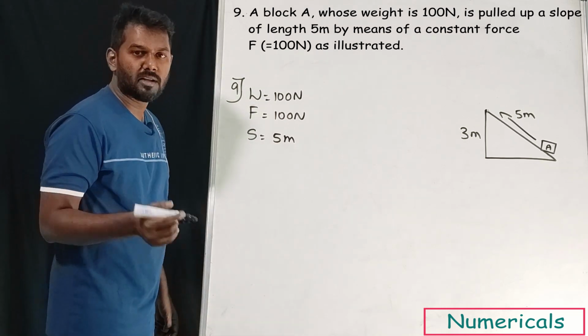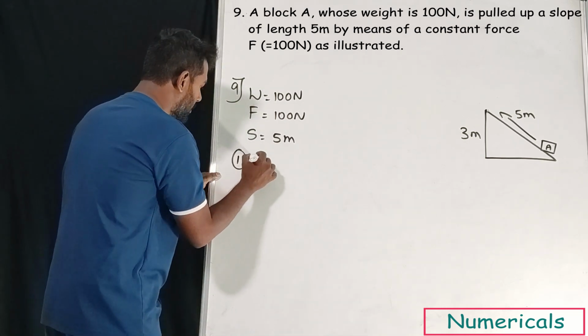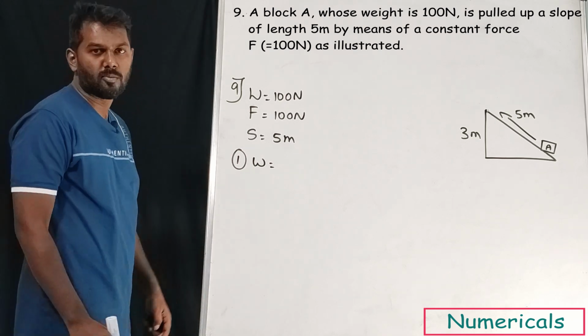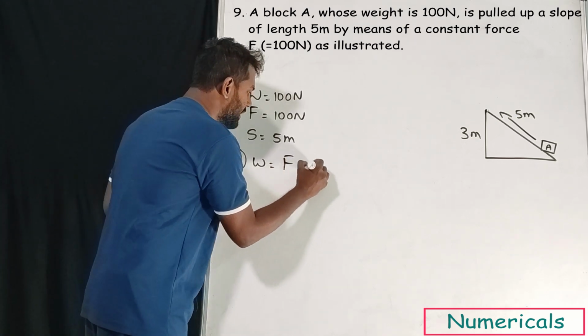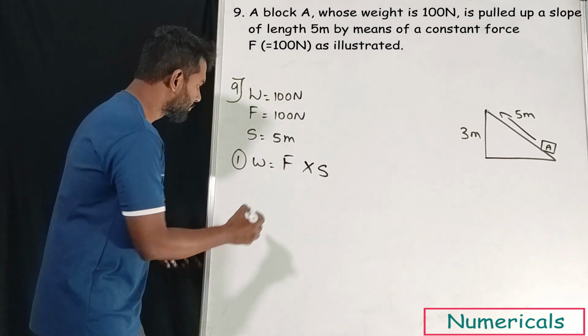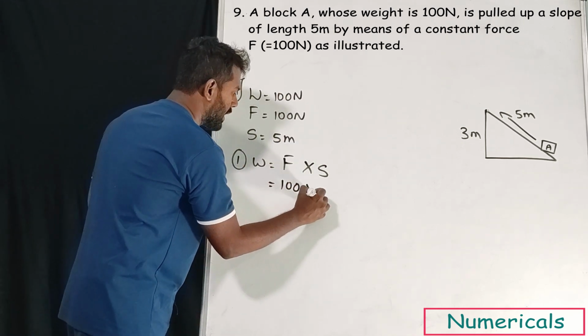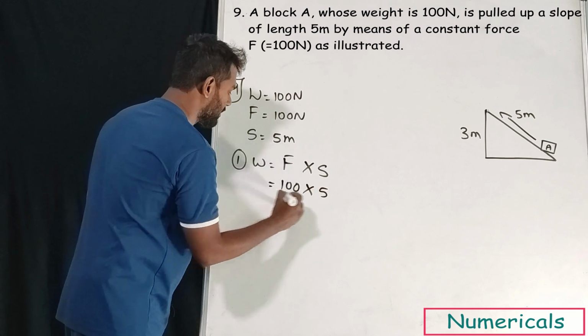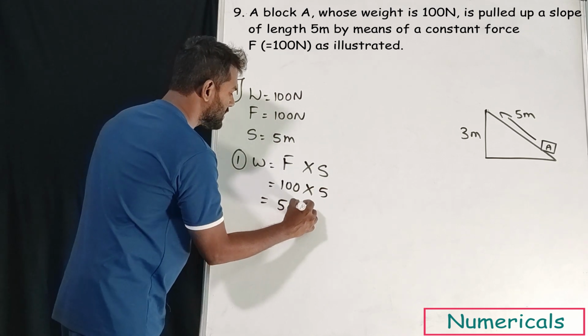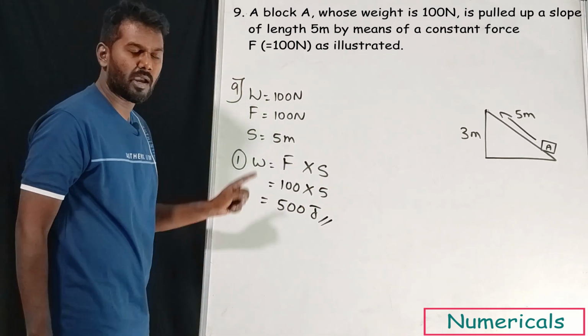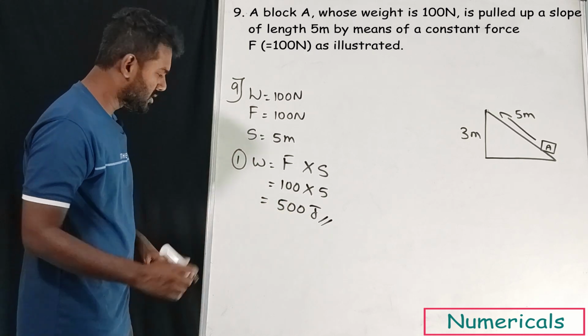Then we have to find the work done. First we will find the work done. Okay, what is the work done formula? Work done formula is F into S. So what is F? That is 100 Newton into S, that is 5. Totally it is 500 joules. Okay, the unit of work done is also joules.